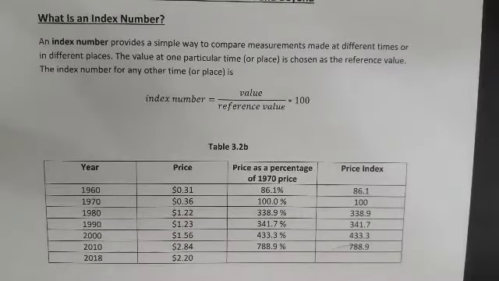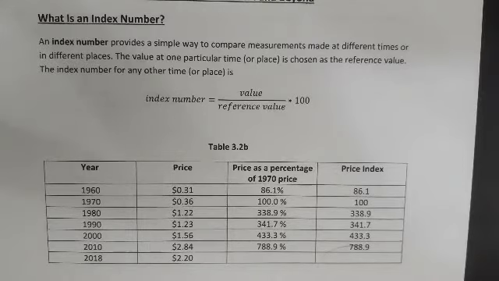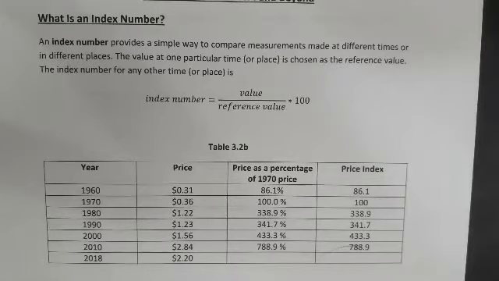So here's a definition of the index number. An index number provides a simple way to compare measurements made at different times or in different places. The value at one particular time or place is chosen as a reference, and the index number for any other time or place is, and then they give us this formula: index number equals the value over the reference times 100.